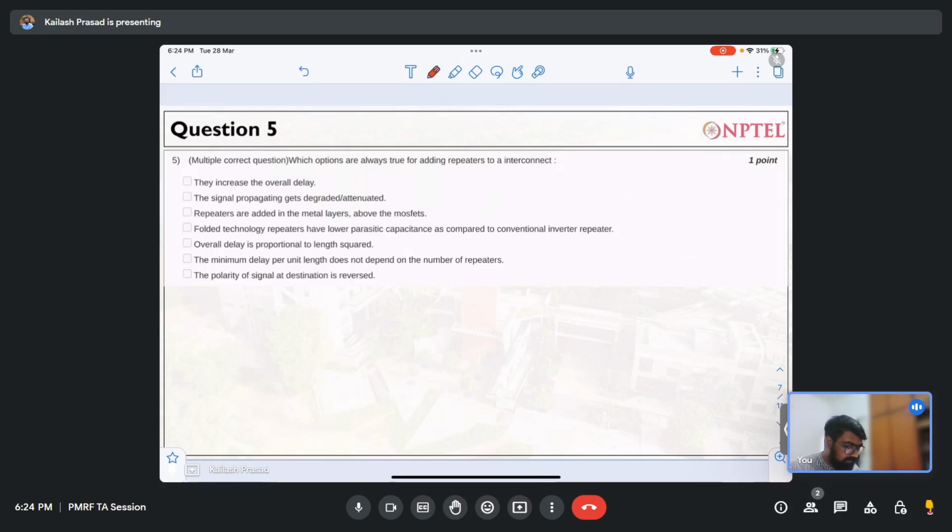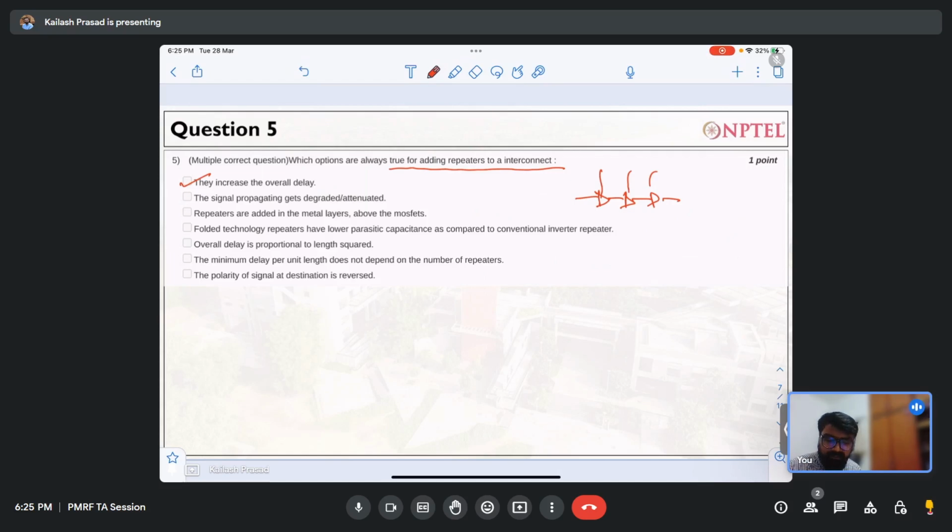So the next question is there are options. Which options are always true for adding repeaters in an interconnect? So we have to find out, and there are many options. Let me directly give you the answer. If you have multiple repeaters, meaning you are adding buffers, your delay is going to increase, because each buffer will add some delay. So that's the first point.